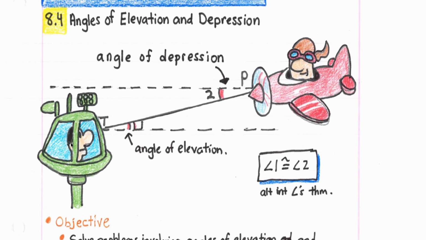So here's the man in the control tower. And this dashed line here is his line of sight. This is the horizontal line. This line here from T to P is his line of sight, which is above the horizontal line. So that makes angle 1 an angle of elevation.